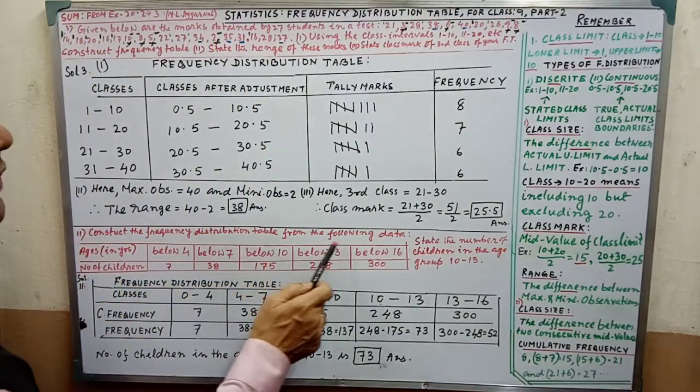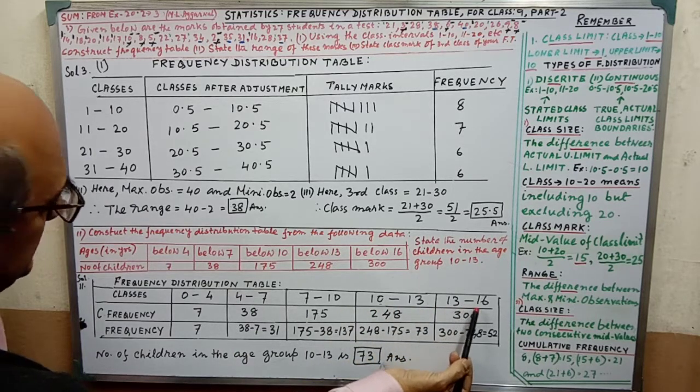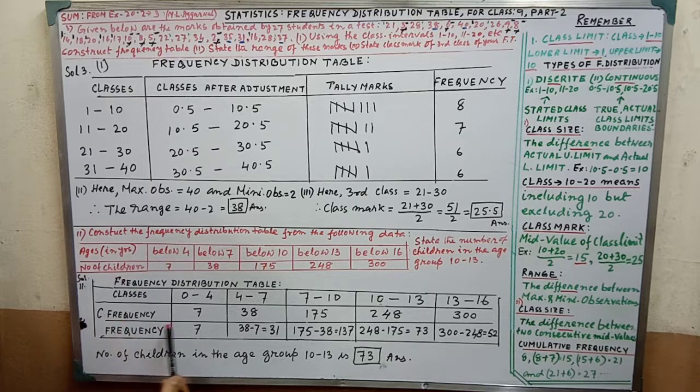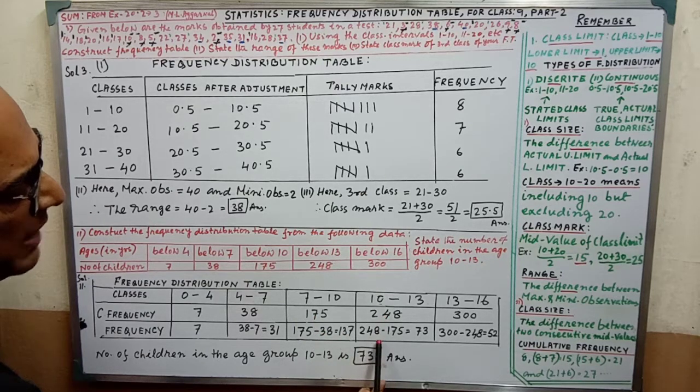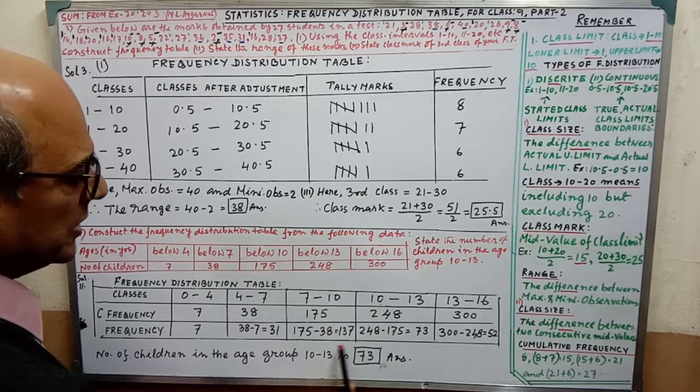Construct the frequency distribution table for the following data. You have to draw this table. Frequency distribution table, classes: below 4, that is 0 to 4, below 7, 4 to 7. In this way, you have to write the classes here. Cumulative frequency, that is 7, 38, 175, 248. It is given in the question. Next, you have to find the frequency: that is 7, and 38 minus 7, that is CF minus the previous, then you will get the frequency. 175 minus 38 is 137, 248 minus 175 is 73. In this way you find the frequency and place it on that table.